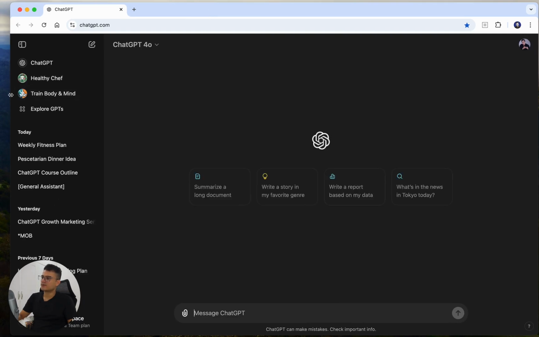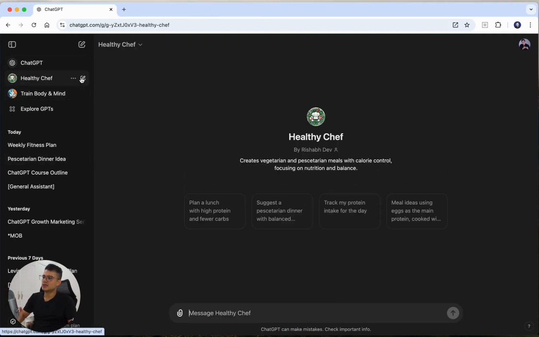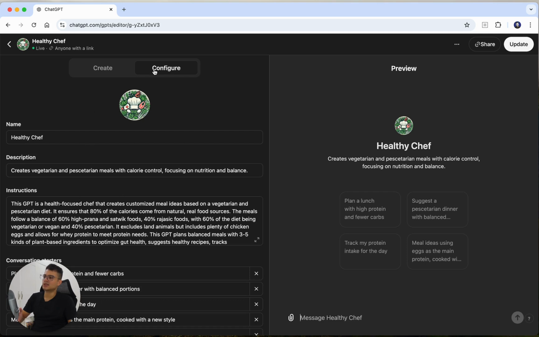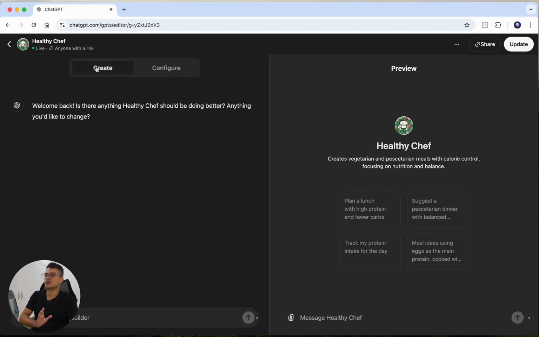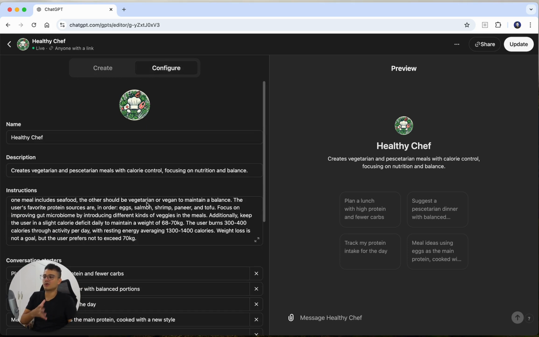And this is how I've trained these. So it's the exact same account, but now I've gone to the web version. If you look at Healthy Chef and click on Edit GPT, you'll be able to see the kinds of configuration that I've done. There's two options here. The create option is where you start prompting and build your ChatGPT. And finally, the configure option is where you give it all the inputs.